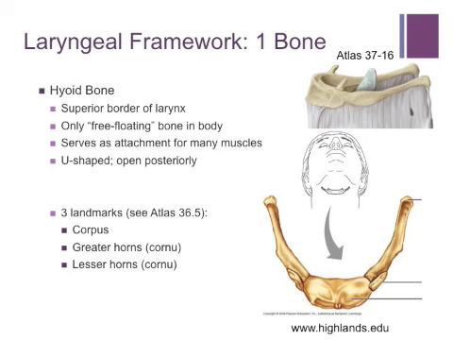There are 3 major landmarks of the hyoid bone: the corpus, or main body portion of the bone, the greater horns, and the lesser horns. The fancy term for horn is cornu, so you may also encounter the word cornu in your readings. Horn is the same as cornu. Take a moment to look at figure 36.5 in your atlas and label the 3 landmarks of the hyoid bone.